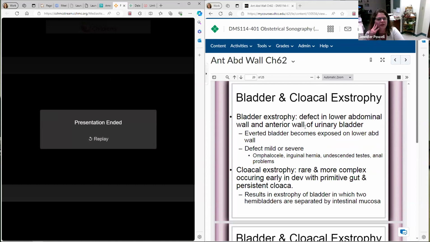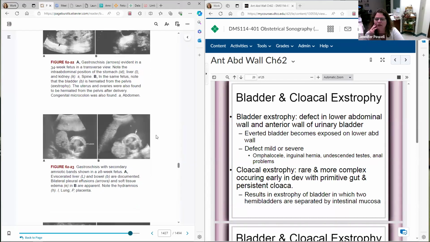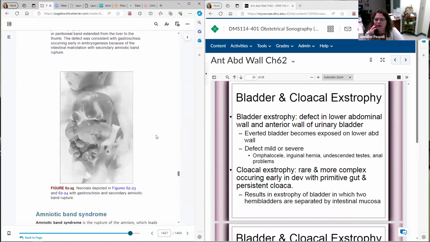Bladder exstrophy is a defect in the lower abdominal wall and anterior wall of the urinary bladder. Let's get back to the book. This baby here has secondary amniotic band rupture and all of this.